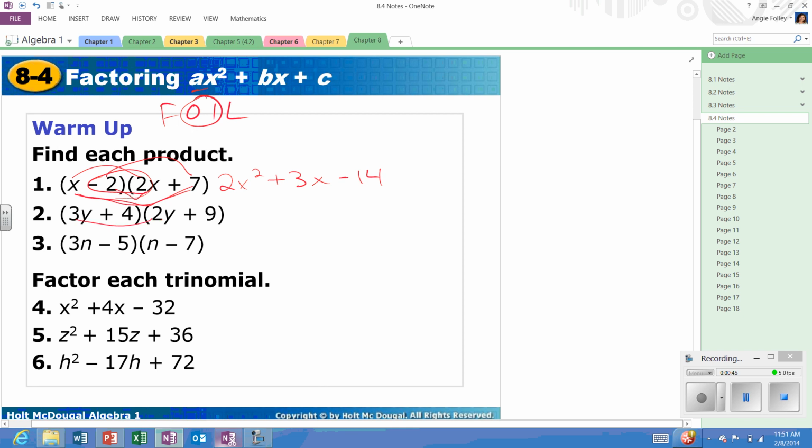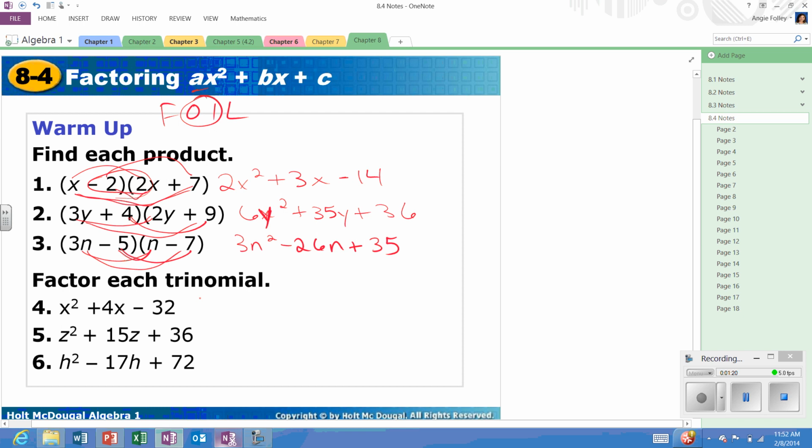Okay? So in this next one, I'm going to have 6x squared, or y, that should be a y. And then my inner is 8y and my outer is 27. So 8y and 27y is 35y. And then my last is plus 36. Okay, so my first is 3n squared. My inner is negative 5n and my outer is negative 21n. So when I combine them, I'm going to get negative 26n. And then negative 5 times negative 7 is positive 35.